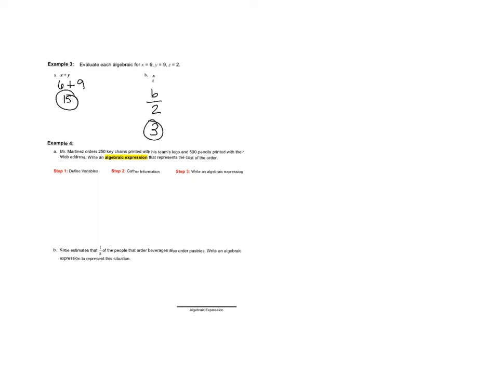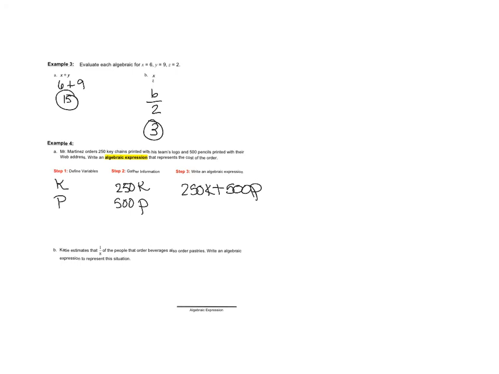Okay, example 4. Mr. Martinez orders 250 keychains printed with his team's logo and 500 pencils printed with their web address. Write an algebraic expression that represents the cost of the order. Well, I'm going to use K for keychains and P for pencils. So those are the variables I'm going to define. Gathering my information, there were 250 keychains, 250K, and there were 500 pencils, 500P. And now write an algebraic expression. Well, the total cost would be those things added together. So 250K plus 500P is my algebraic expression. Again, no equal sign because it's an expression.